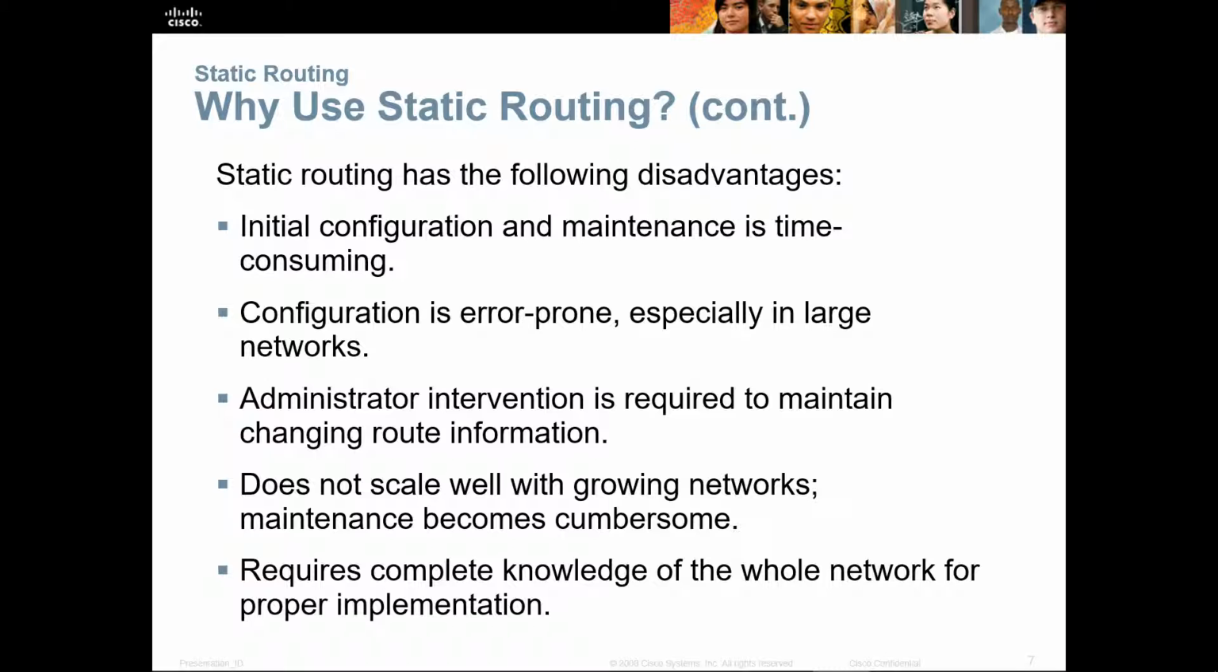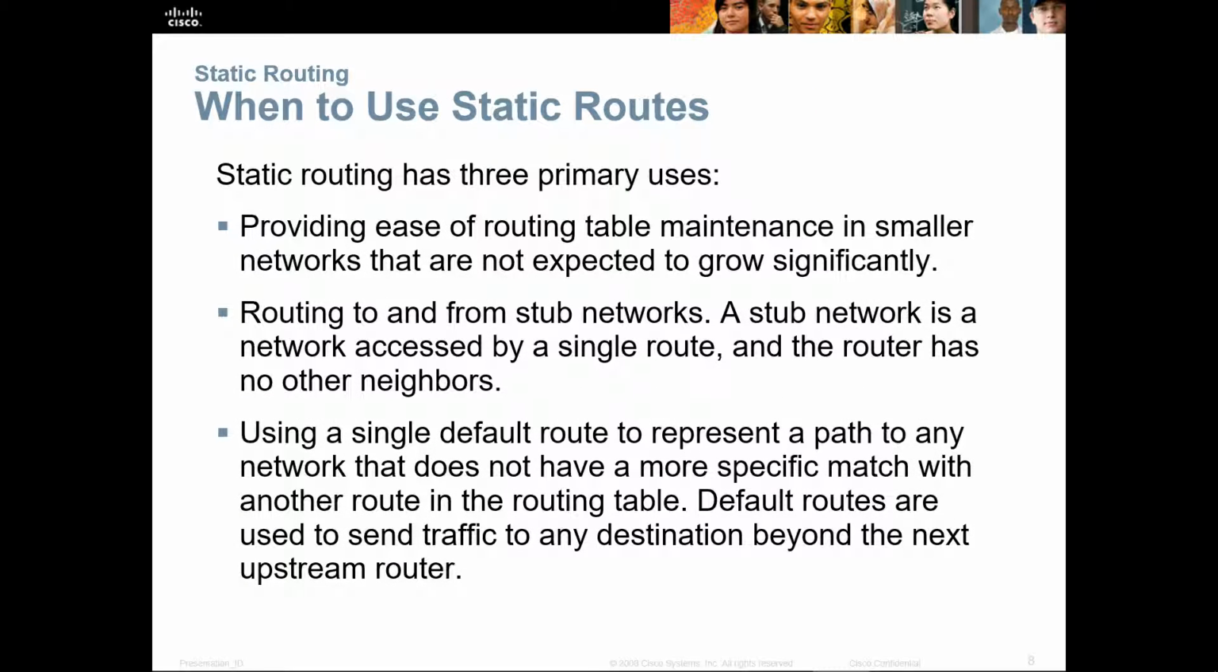So the next normal question is, well, when do we use a static route? Static routes have three primary uses: provide ease of routing table maintenance, and smaller networks. Routing to and from stub networks. Now, a stub network is a network accessed by a single route, and the router has no other neighbors. And that's pretty common for most small networks, even some medium networks.